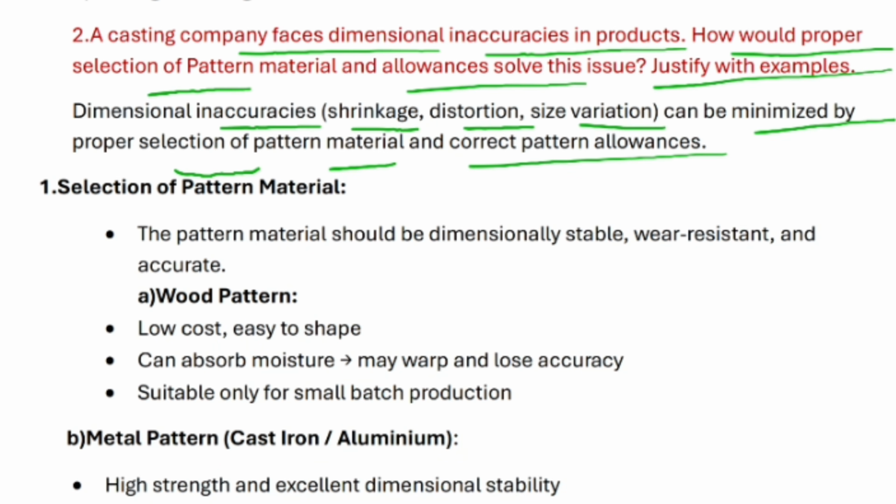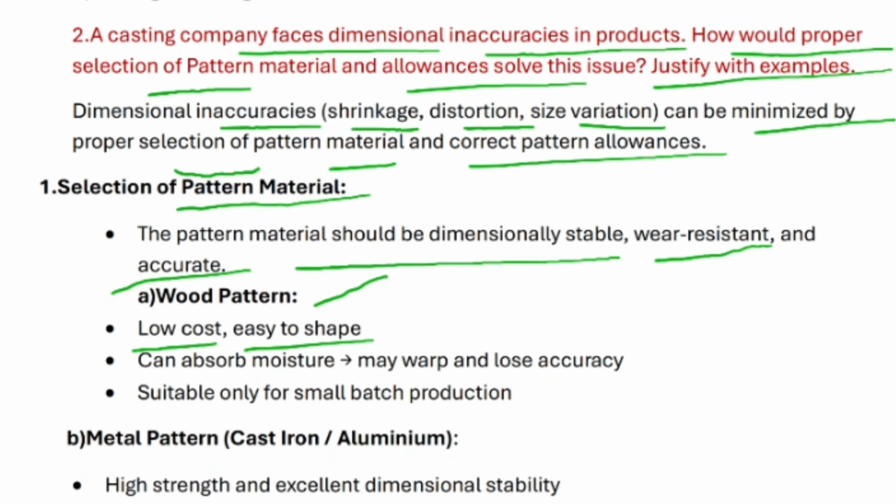The first thing is to select the pattern material. We have to select which type of pattern material we are going to use. The pattern material should be dimensionally stable, wear resistant and accurate. The wooden pattern is low cost and easy to shape, but it can absorb moisture, may warp and lose accuracy, and is suitable only for small batch production.